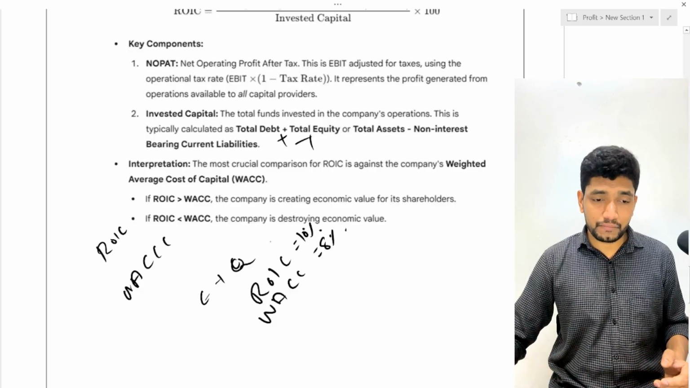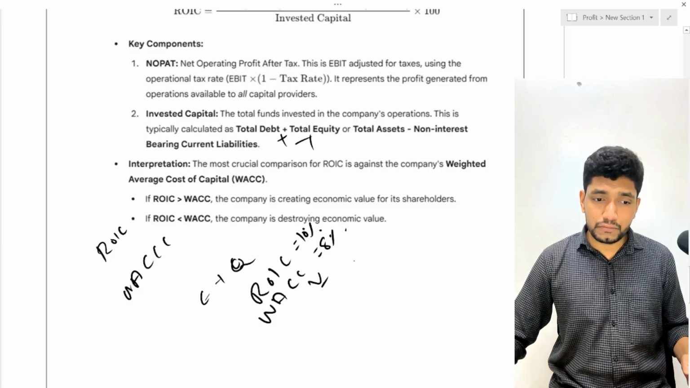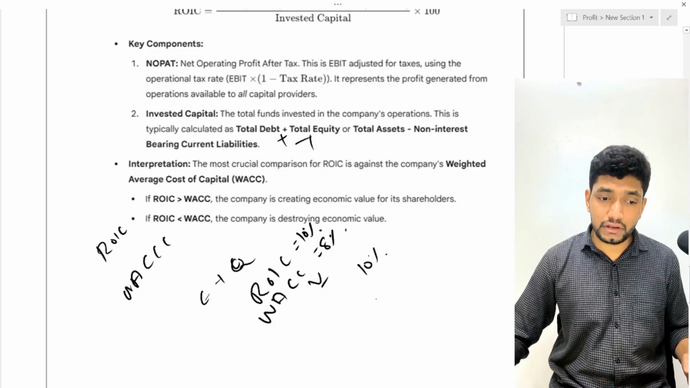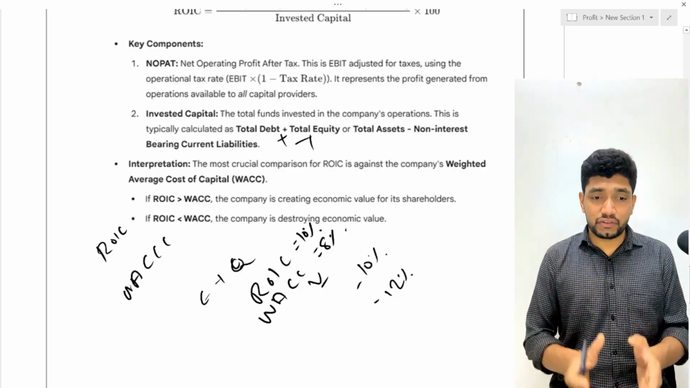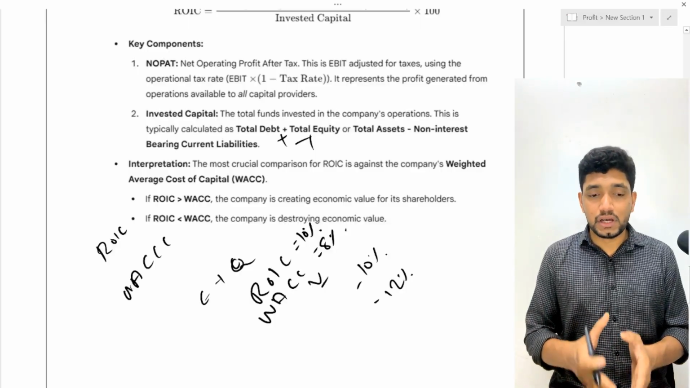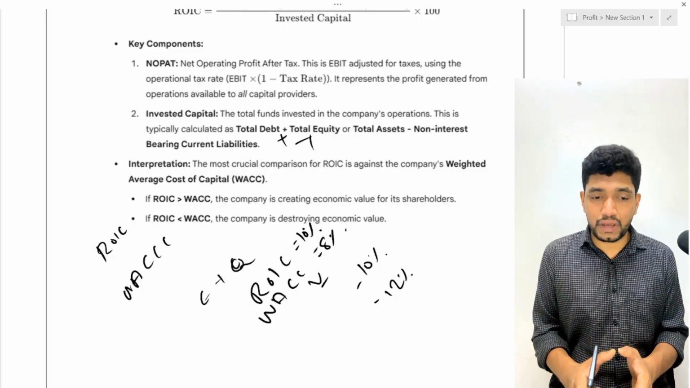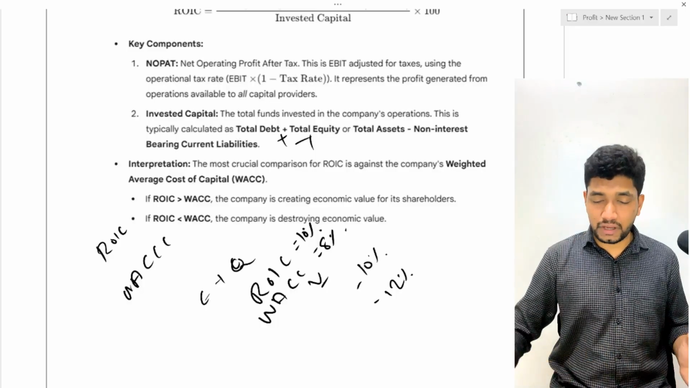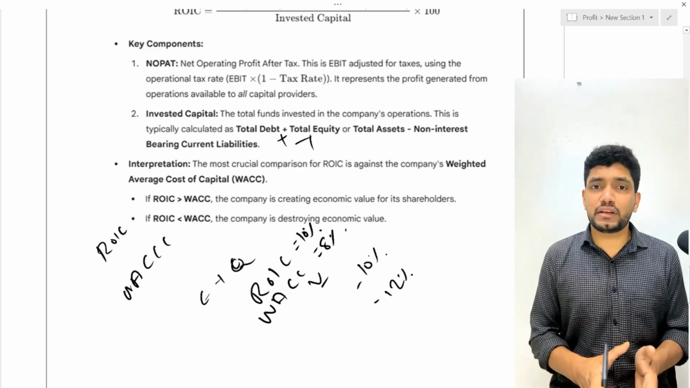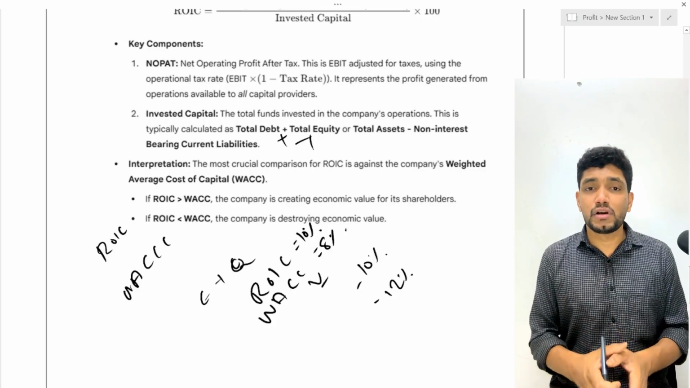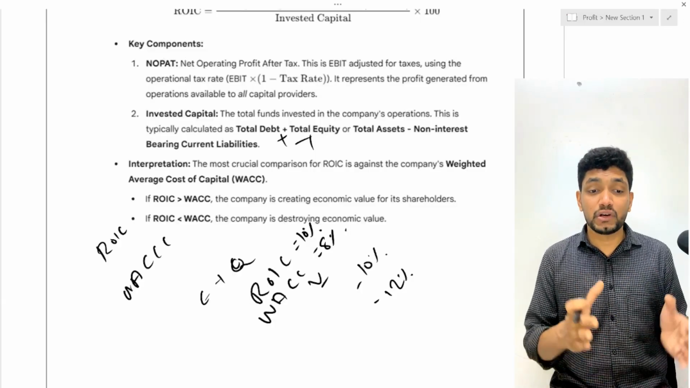But in the reverse case, let's assume the company is generating a return of 10% and its weighted average cost of capital is 12%. So in this case, this company is losing its value, destroying its economic value, because the company has to pay 12% as weighted average cost of capital, but related to that investment, this company is generating only 10% of the return. So the company is destroying its economic value, while this project or this proposal is not generating an economic value to the company.